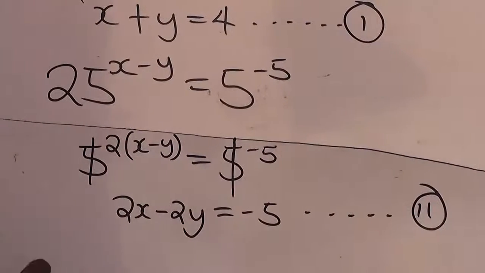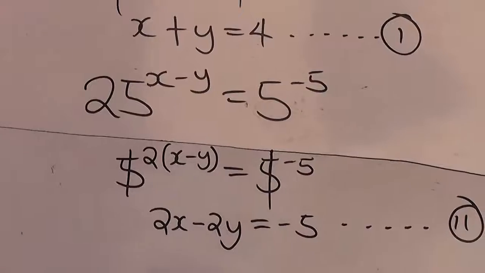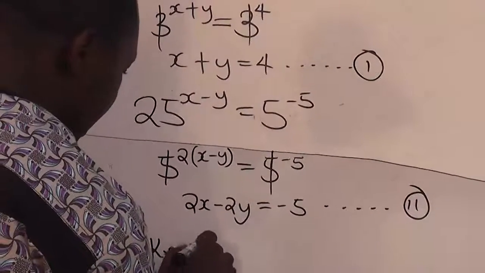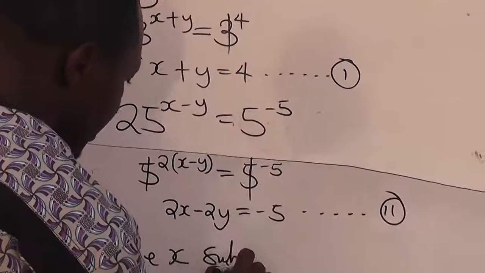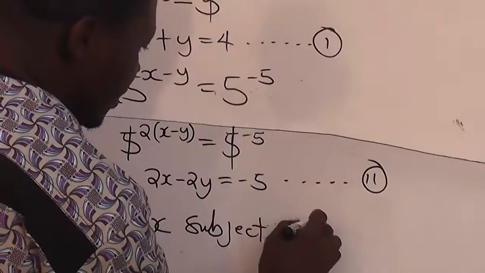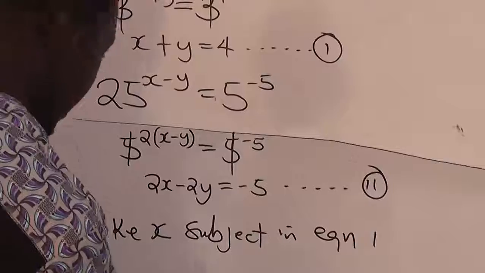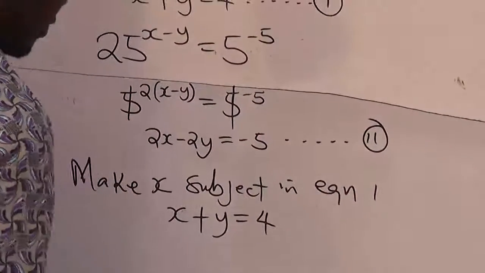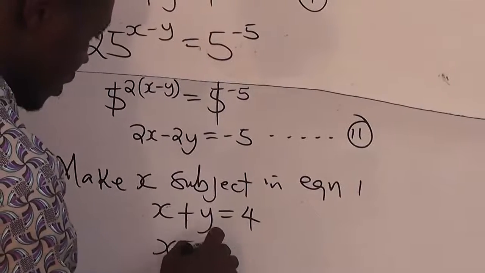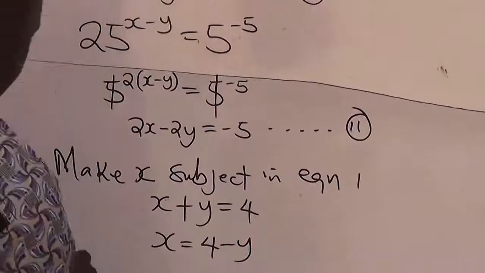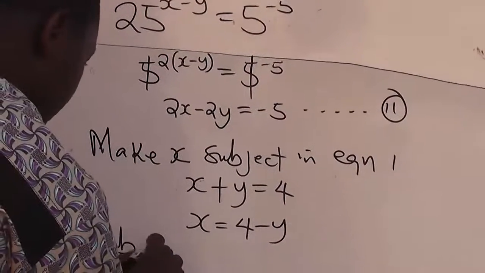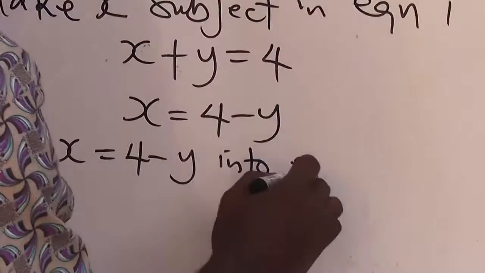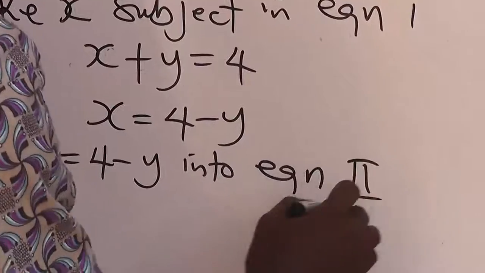So now we're going to use the substitution method for solving simultaneous equation. So let's make x subject in equation 1. Equation 1 is x plus y is equal to 4. So if you make x subject, this will be 4 minus y. Then substitute x is equal to 4 minus y into equation 2.